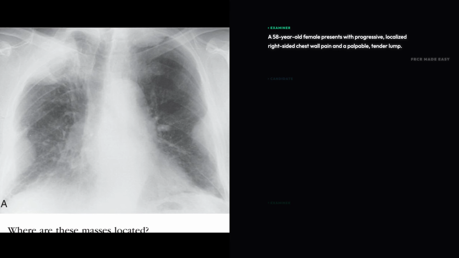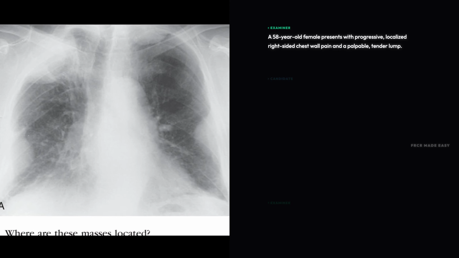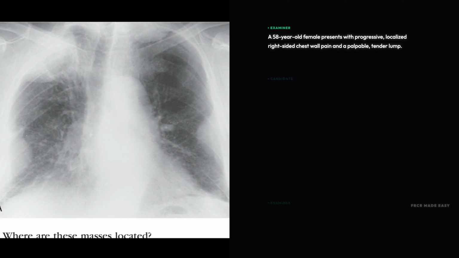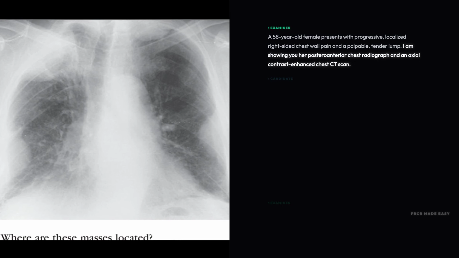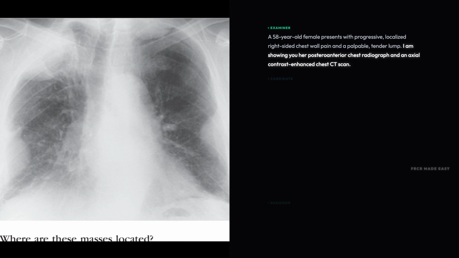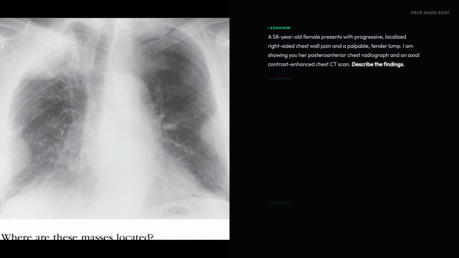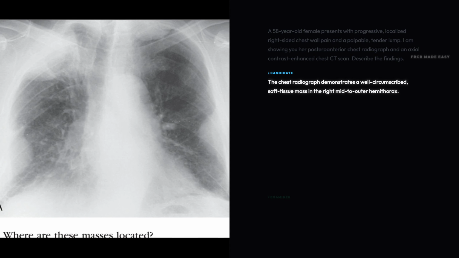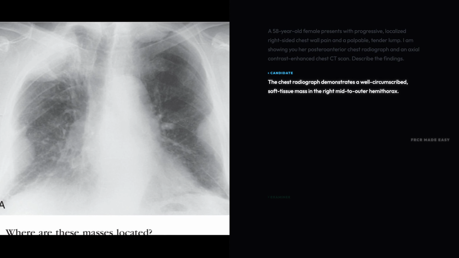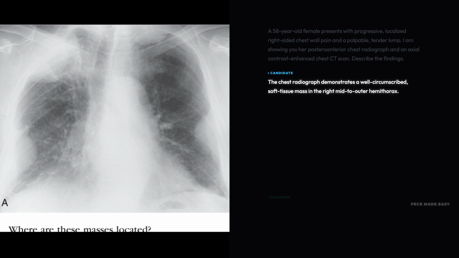A 58-year-old female presents with progressive, localized right-sided chest wall pain and a palpable, tender lump. I am showing you her posteroanterior chest radiograph and an axial contrast enhanced chest computed tomography scan. Describe the findings. The chest radiograph demonstrates a well-circumscribed, soft tissue mass in the right mid to outer hemithorax.